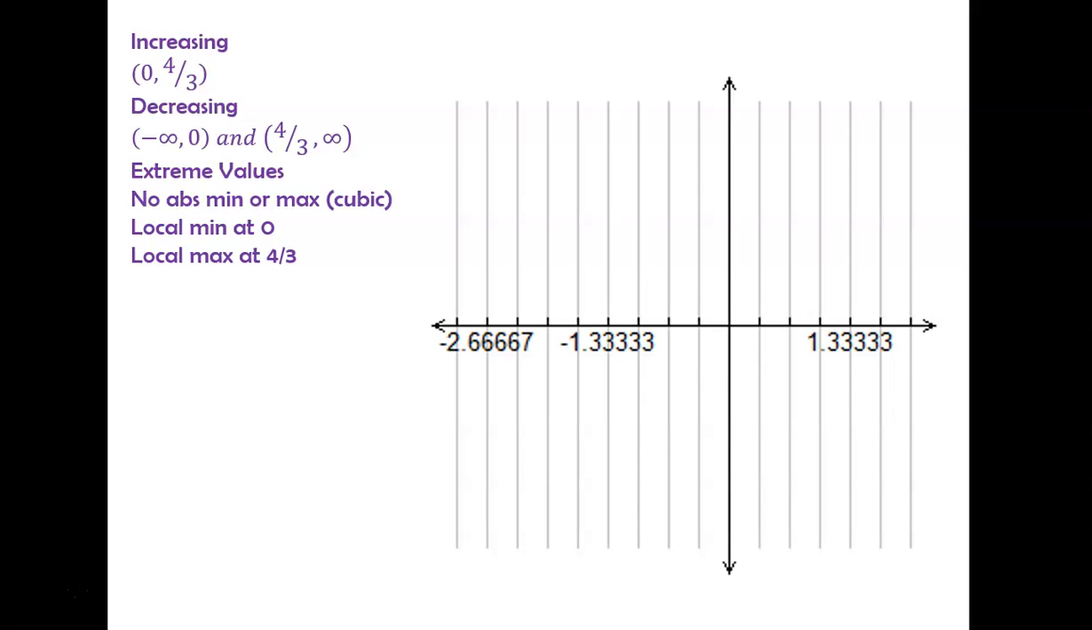The first thing I do is look at my first derivative and make a rough sketch of my function, because my first derivative tells me increasing, decreasing, and mins and maxes. Then I'm going to tweak it using my second derivative. So I know I have some critical points at 0 and 4/3. On my grid, I put vertical lines where my critical points are, and then I label my intervals. From 0 to 4/3, it's increasing. So I literally write increasing in that little interval. Then I know it's decreasing here, and decreasing here.